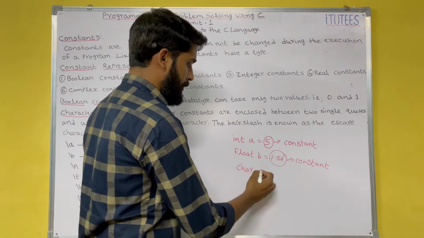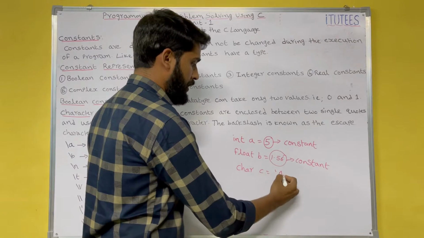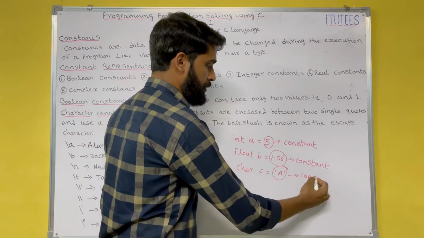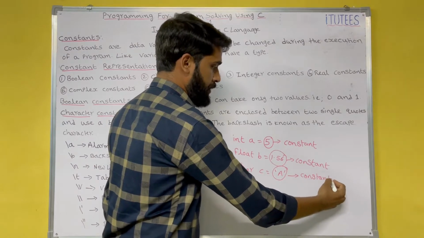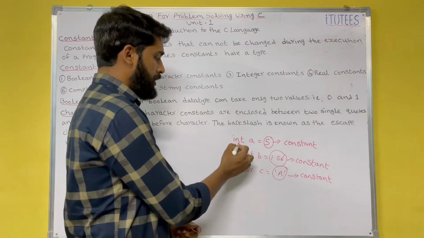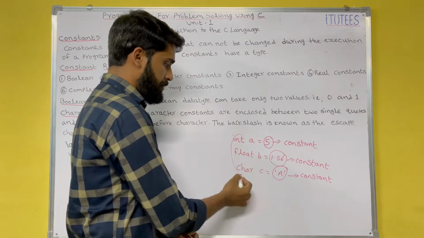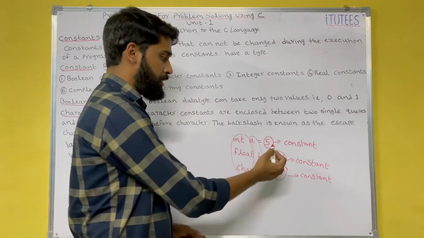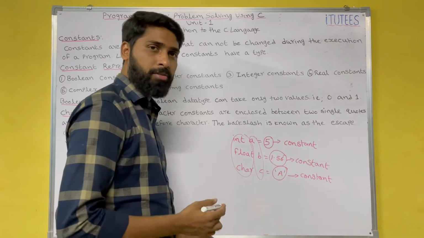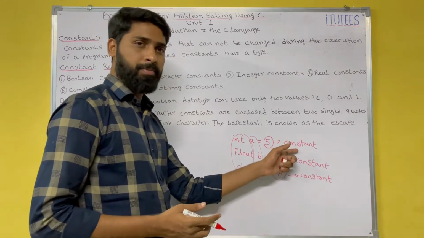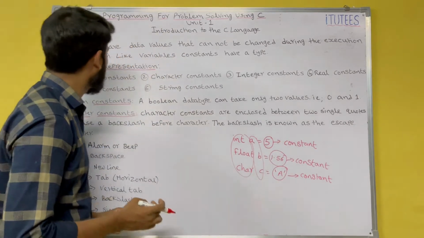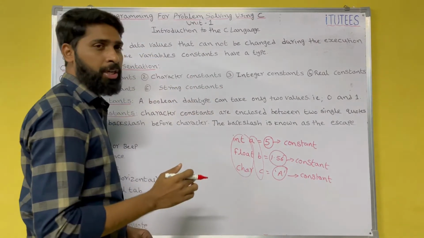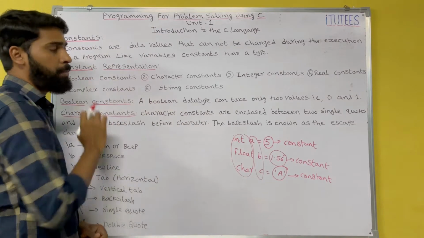Char c equals capital A. In this, A is a constant. If you observe, these are the data types, these are the variable names, and these are the values. These values we call constants. So what is a constant? Constants are data values that cannot be changed during the execution of a program.